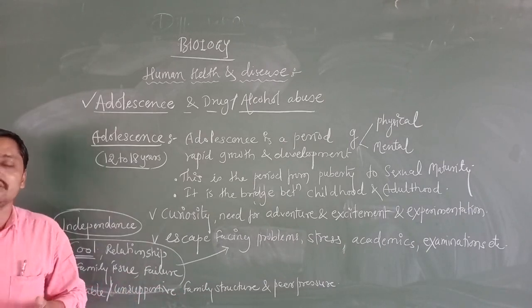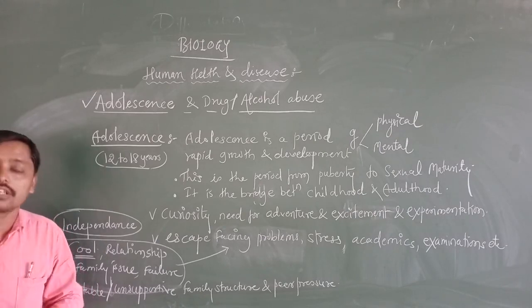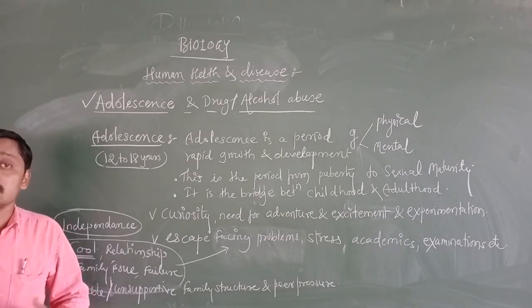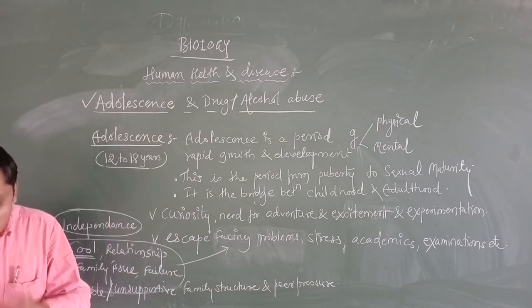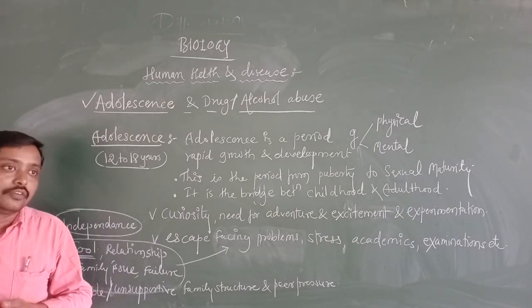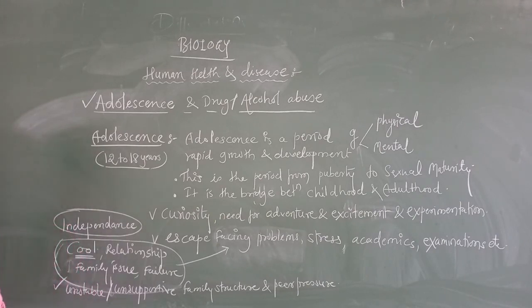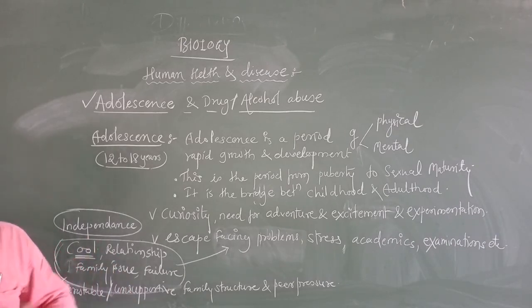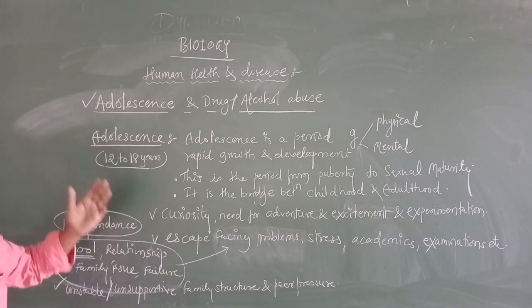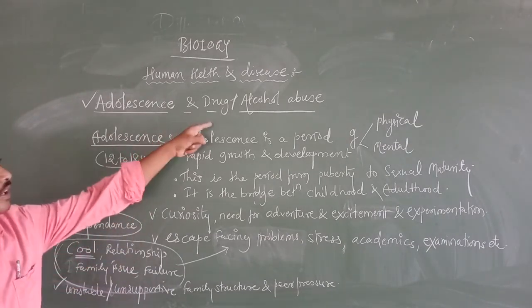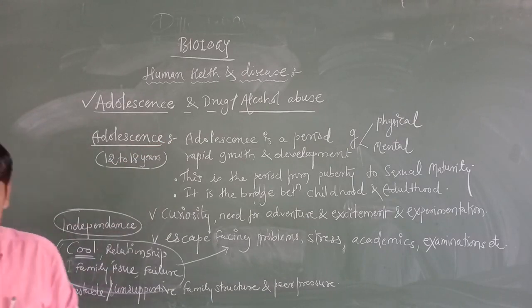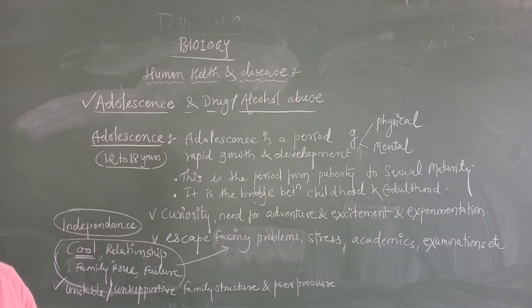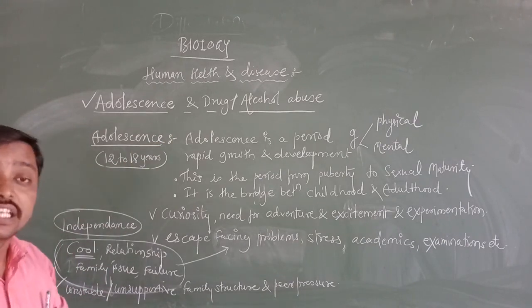Unstable family structure in the sense that the family is not supporting him. A peer is somebody advisable, on whom we rely for doing something; we used to ask the suggestion of that person. Such persons we call a peer, and sometimes the peer pressure is more on adolescents, and that also leads to drug and alcohol abuse. These all are the causes for drug and alcohol abuse in adolescence.